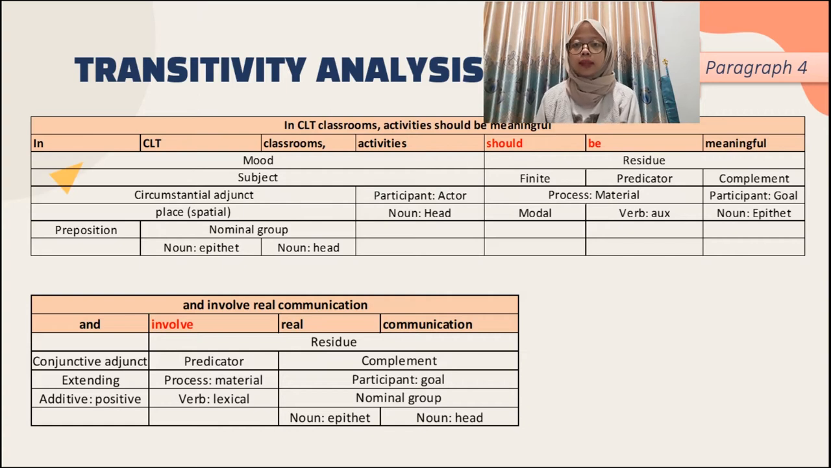And the second clause is "and involve real communication." In this clause, there is no mood, but there is a residue, "involve real communication," and "and" is a conjunctive adjunct, and it is extending or additive positive. "Involve" here acts as a predicator, and the process is material, and it is a lexical verb. The complement is "real communication." It also acts as a participant, and it is a goal. It is also a nominal group. The epithet is "real," and the head noun is "communication."